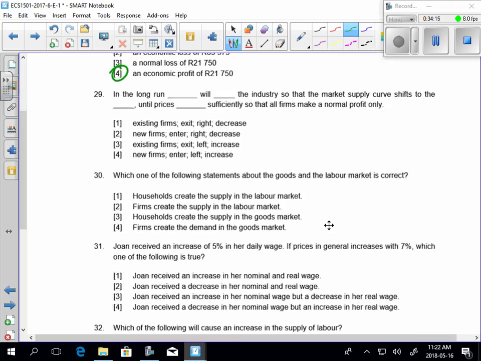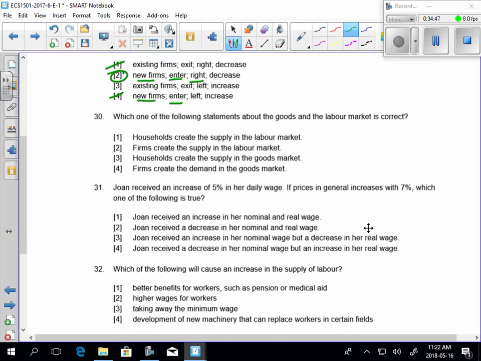What will happen in perfect competition if any firm is making an economic profit? If any firm is making an economic profit, in the long run, new firms will enter the industry so that the market supply curve shifts to the right. The supply of the product will increase, which will decrease the price and erode that economic profit that the firms are earning.